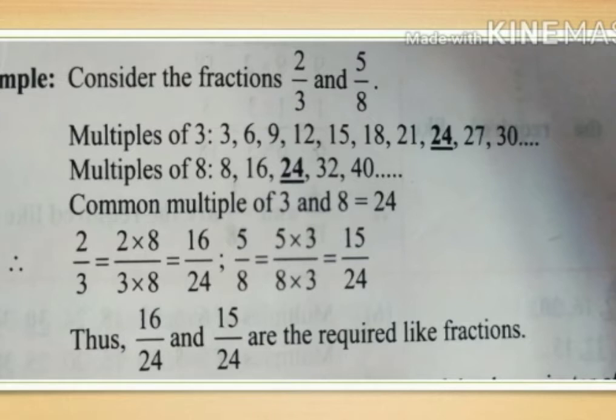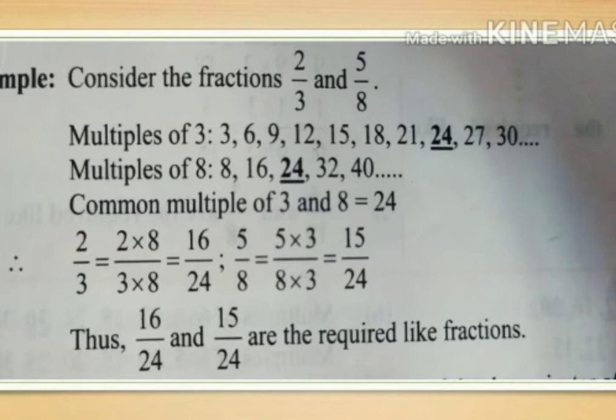Write the first fraction, 2 upon 3. Now to get 24 as a denominator, we have to multiply 3 by 8, which gives us 24, right? Now multiply the numerator by the same number. Here 2 into 8 gives us 16. So our first fraction is 16 upon 24.